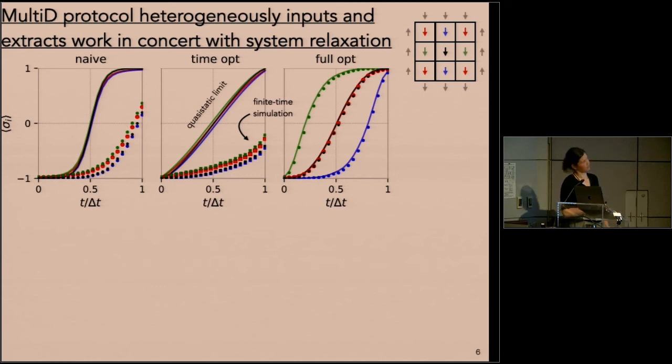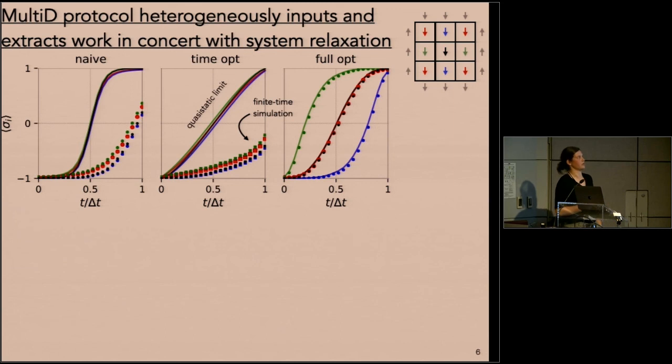So we see that in the naive and time-optimized protocols, more or less all of these spins are flipping at the same time throughout the control protocol. Whereas in this fully optimized protocol, we see very clearly that green spins flip first, red and black spins flip throughout the middle of the protocol, and the blue spins flip later. And that again makes sense when we consider the boundary conditions that are initially making these green spins energetically unstable.